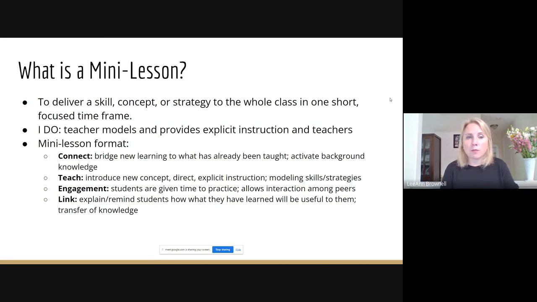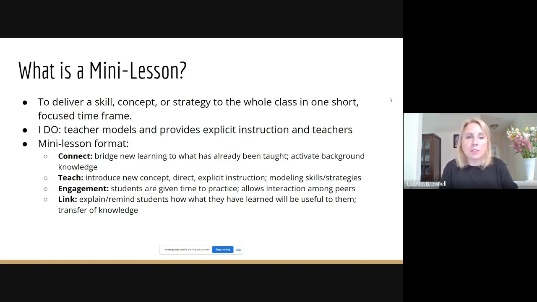The mini lesson format is you're going to make a connection. So you're going to bridge new learning to what has already been taught. This is just when you're activating prior knowledge. So you're reminding them, getting them to think back and reflect on what they've already been taught. Then you move into teaching the new concept through direct, explicit instruction. This is when you're modeling the skills or strategies that they need to be focusing on for the lesson.